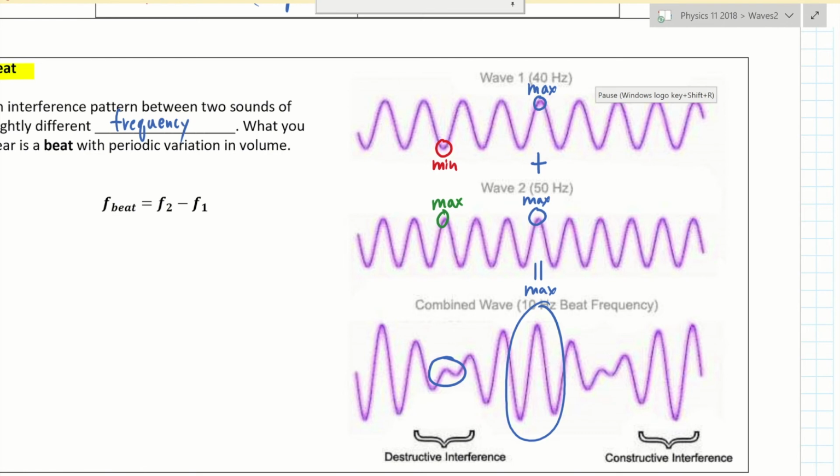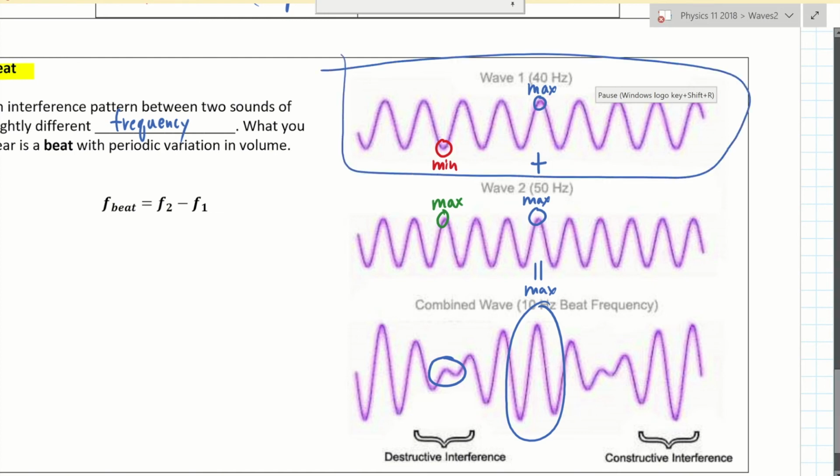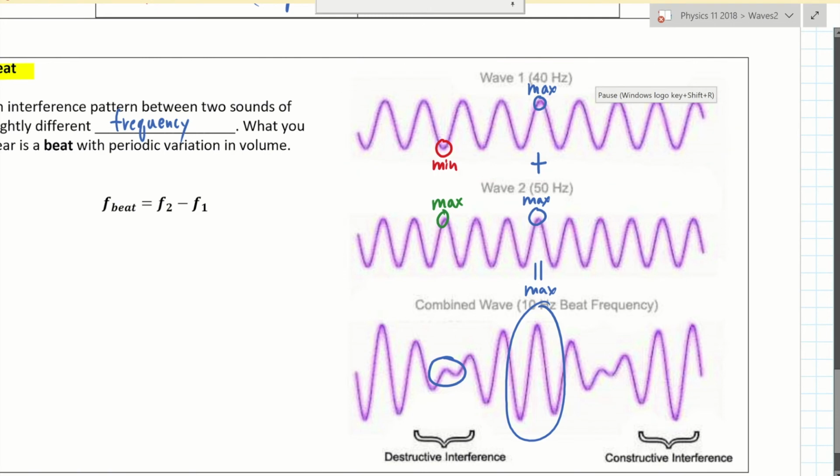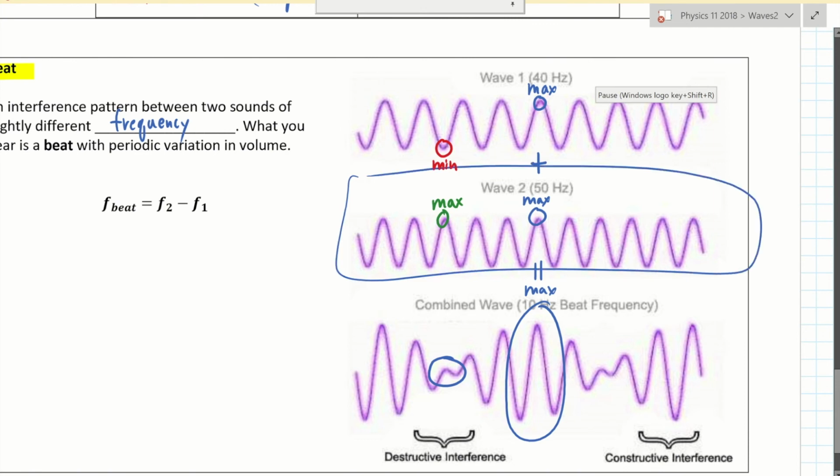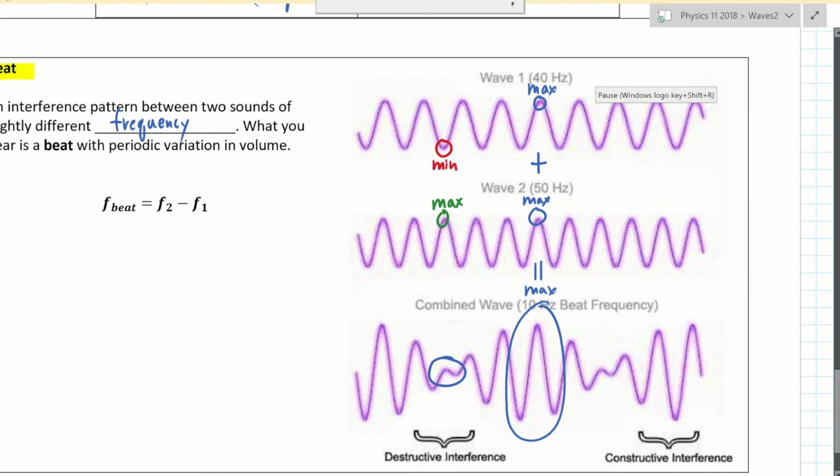So if you are hearing only wave 1, you will hear a continuous tone of wee. And if you only hear wave 2, you will also hear a continuous tone of wee, but at a higher frequency, because in this case, wave 1 is at 40 Hz and wave 2 is at 50 Hz. So if you only hear one speaker, one sound at a time, you'll hear a continuous tone of that frequency. But what happens if you place those two speakers very close to each other so that they have a chance to affect each other?